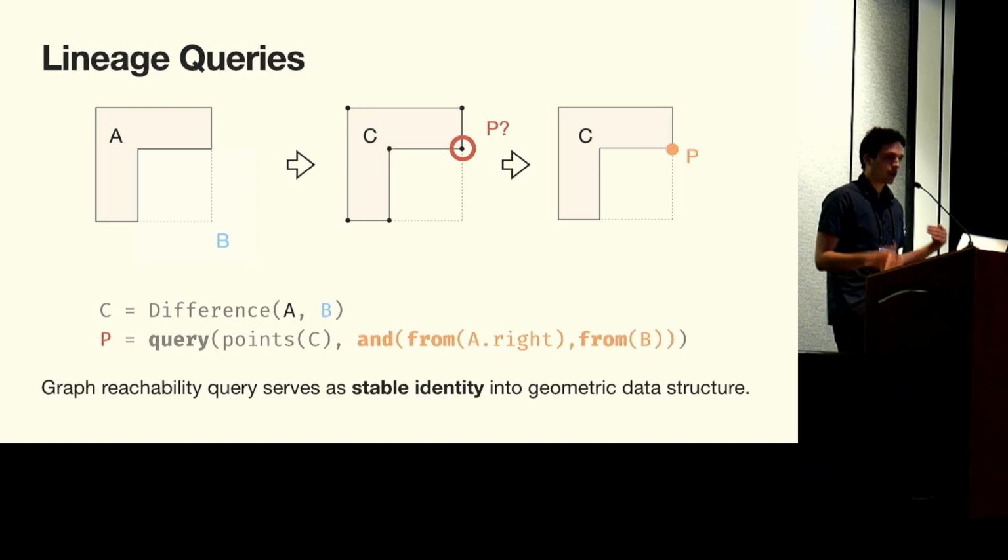Fortunately, we can combine those two queries, and we can logically intersect those sets, and we can see that now we're getting the point P that we want. Right, so in this way, the graph reachability is serving as a stable identity for this element, and this is well defined over all the possible topologies the shape can have. Right, you will never randomly get behavior that doesn't correspond to this.